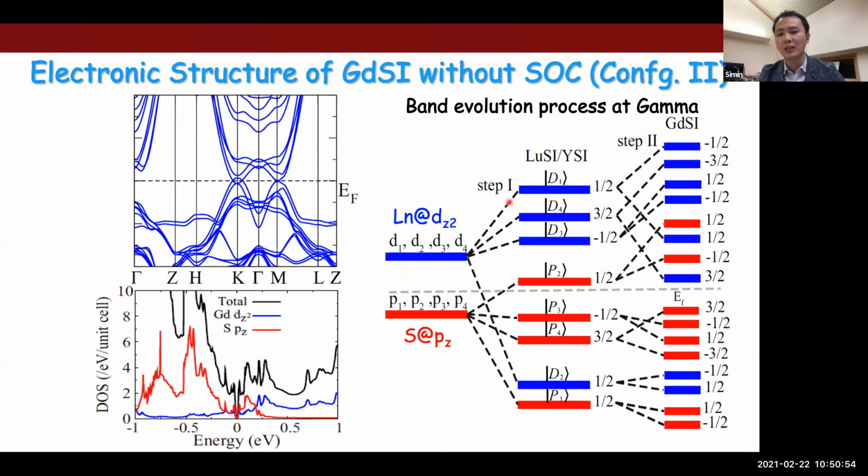In step 1, the molecular bonding and the crystal field effect are considered. There is a band inversion between the P2 and D2 states. In step 2, the spin-orbit coupling is considered. As the inverted bands and the basis of our tight-binding model have the same symmetry, the tight-binding model can be used to capture the main physics of those materials.